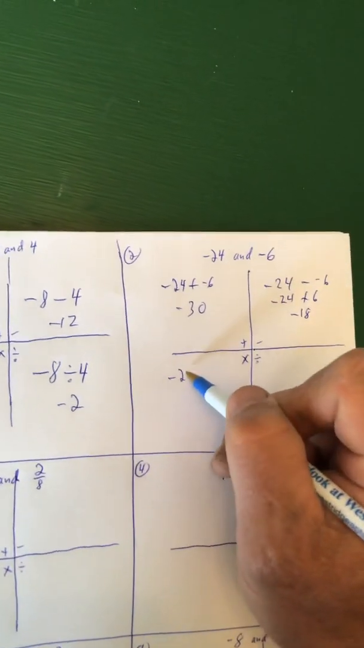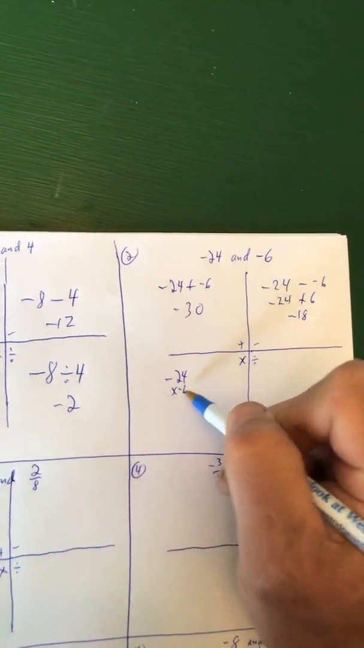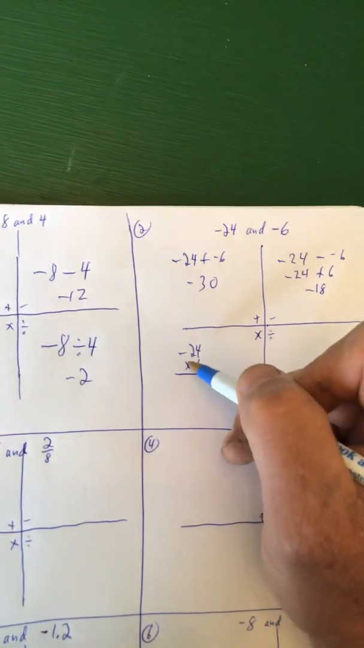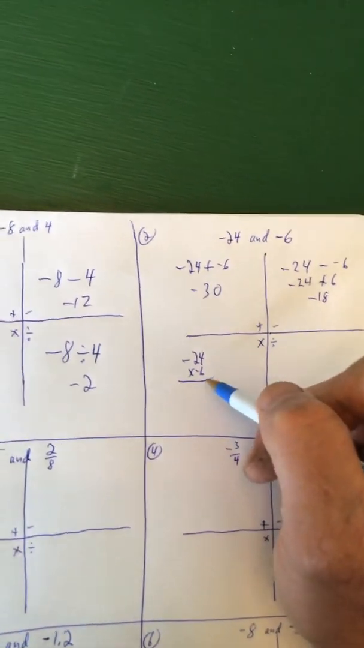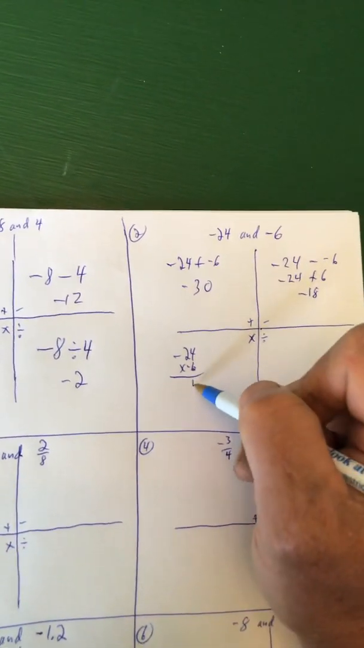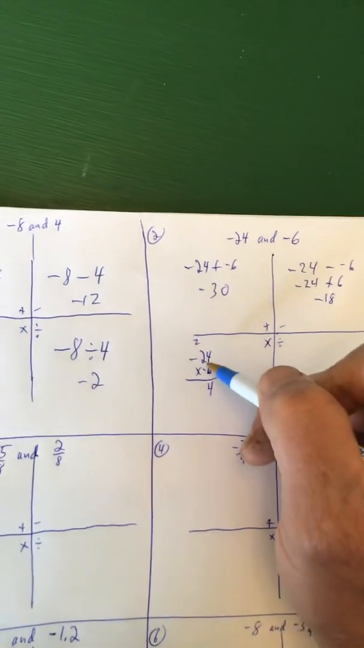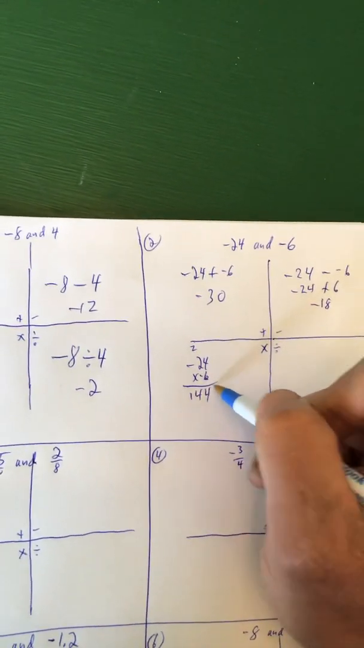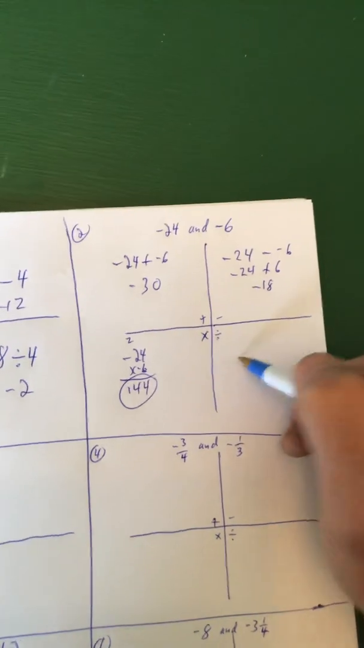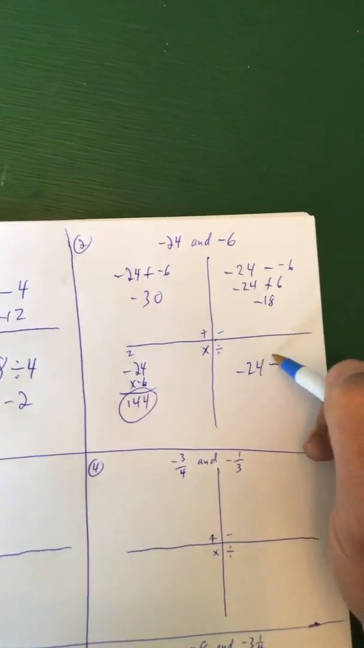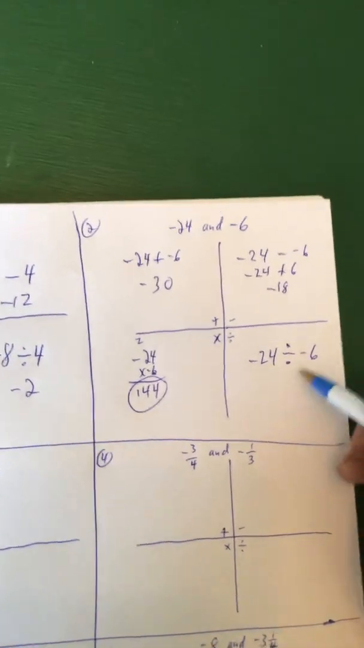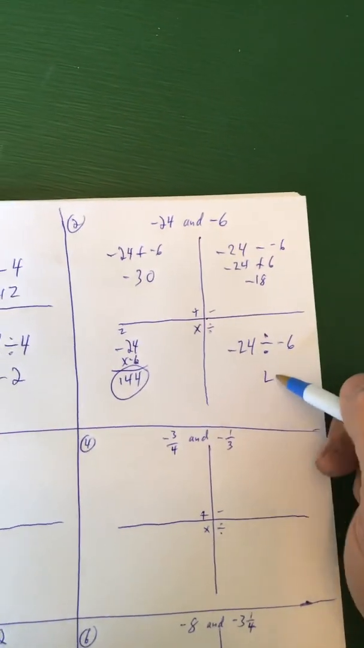And then -24 times -6. Well, multiplying, dividing, and the signs are the same here, so it's going to be positive. So 24, carry the 2, 12 plus 2 is 14. So you get 144. Then -24 divided by -6. Multiplying, dividing, signs are the same, your answer is positive.